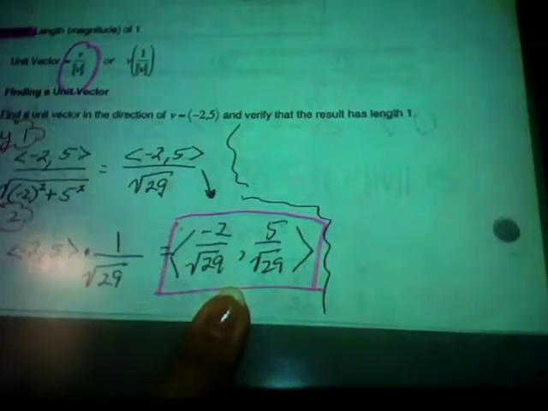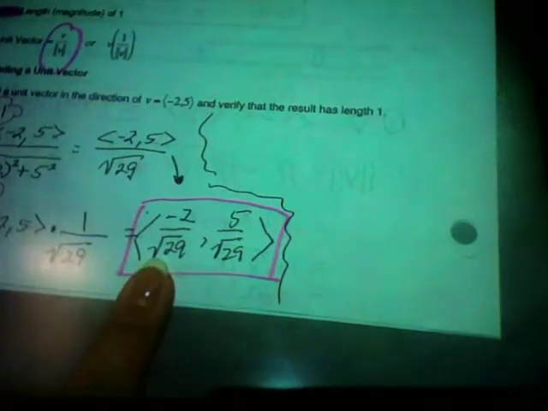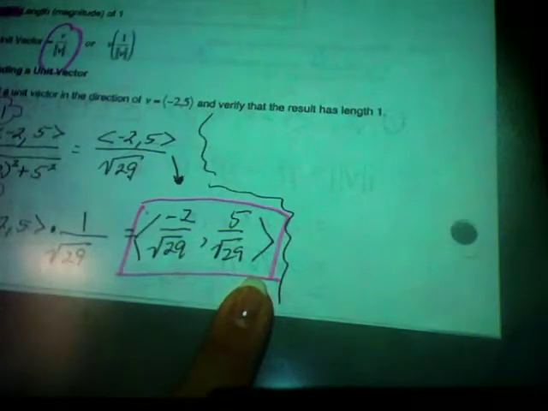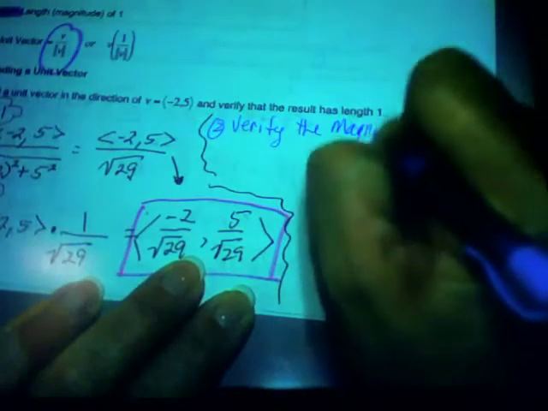How do I find the magnitude in component form of a unit vector? Think my shortcut. Don't we use a distance formula? But can't I take this and square it and this and square it and put it underneath the radical? Yes or no? Okay, so here we're going to verify it. So step 2, verify the magnitude equals 1.